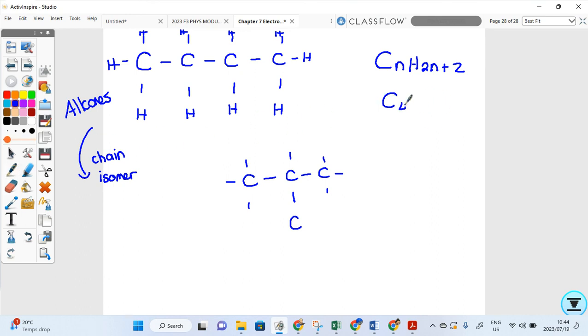So C4 would be H what? 10. And yes, the name would be butane. And then what would the molecular formula be for this one? Still 4 carbons, and it only has hydrogens and carbons, so it's still H10. Same molecular formula, but now the name is going to be?